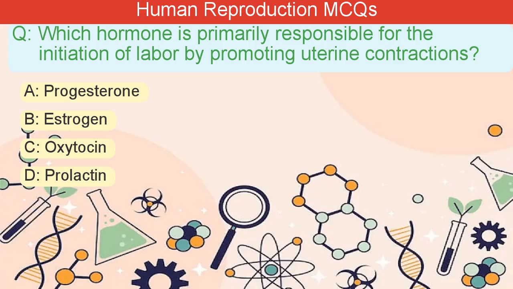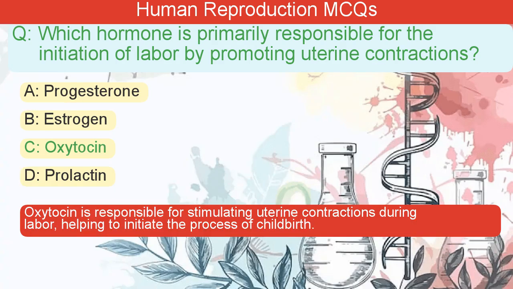Which hormone is primarily responsible for the initiation of labor by promoting uterine contractions? A. Progesterone. B. Estrogen. C. Oxytocin. D. Prolactin. The correct answer is C. Oxytocin is responsible for stimulating uterine contractions during labor, helping to initiate the process of childbirth.